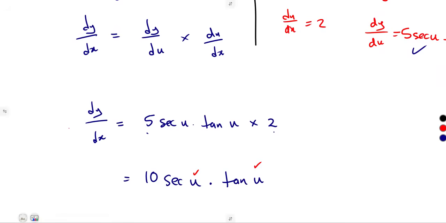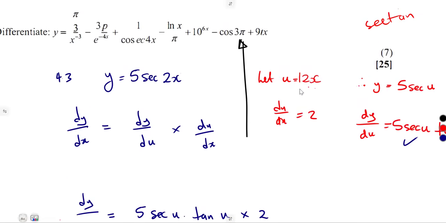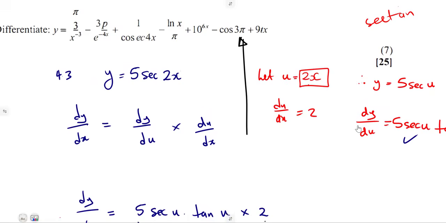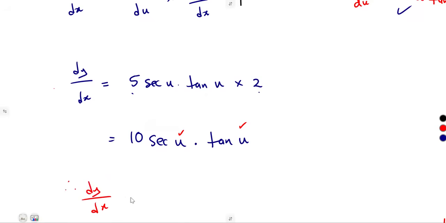So substitute with the u that we decided to use here. We said, let u be 2x. So in place of that u, we are going to substitute 2x. Therefore the derivative of y with respect to x is going to be 10 sec of 2x times the tan of 2x. So that is it, using the function of a function.